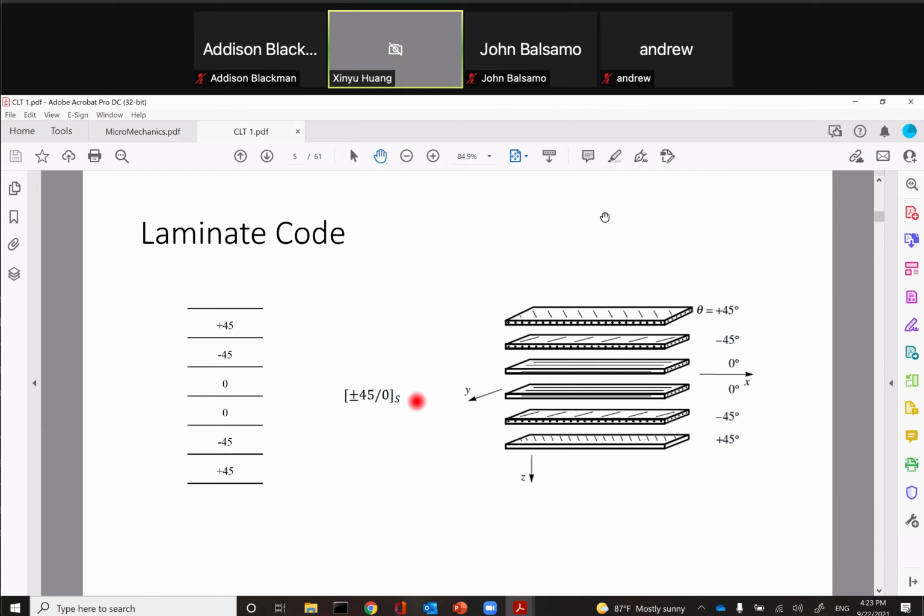So this shorthand: when you have a sub S, that means this is symmetric. So the total number of layers is actually 6. Plus minus 45, and then 0, and then multiplied by 2. Total 6 layers. Is that clear? You can see if you separate them out, the 2 zeros in the center, there's 2 layers here. Minus 45, minus 45. Plus 45, plus 45.